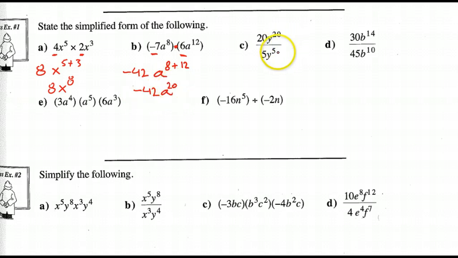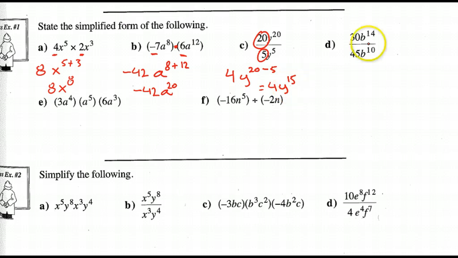All right, now I'm dividing, so I'm subtracting the exponents. But again, I'm going to work with the coefficients first. I have 20 divided by 5 gives me 4. Now I put my y down. I have 20 minus 5. So my final answer is 4y to the 15.